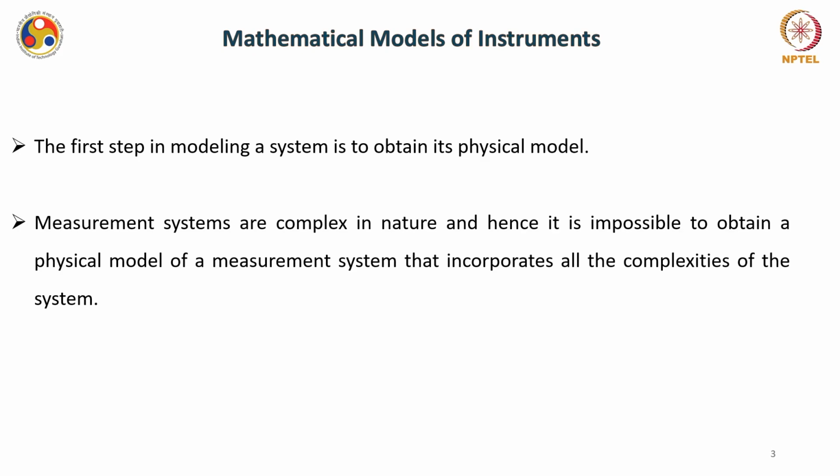The more accurate your mathematical model, the more accurate your predictions will be. However, one cannot directly reach the mathematical model. First you have to construct a physical model, because all these components are basically physical devices. So the first step to model a system is to obtain its physical model. Measurement systems are complex in nature, and it is impossible to obtain a physical model which incorporates all the complexities of the system. It is nearly impossible to integrate all of them.